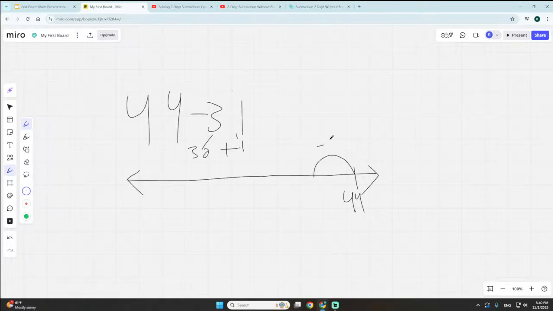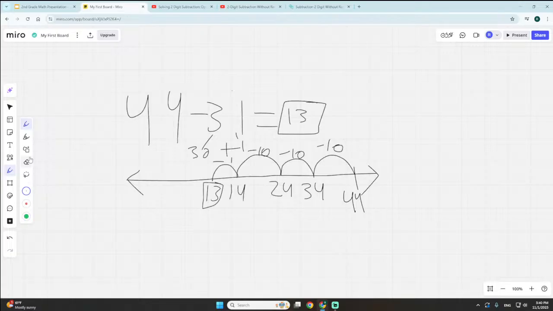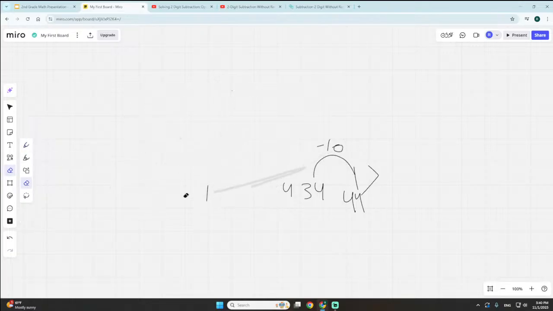So minus 10, minus 10, minus 10. Now we will do 1 jump of minus 1 because we have 1 in the ones place. And our answer is 13. So let's keep going.